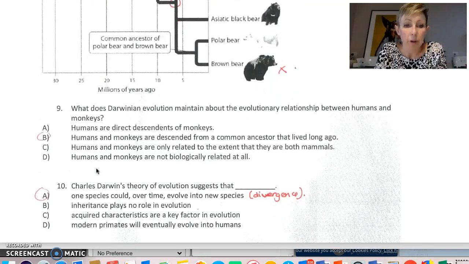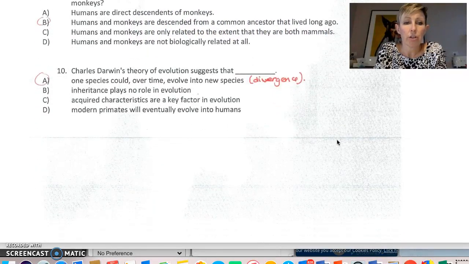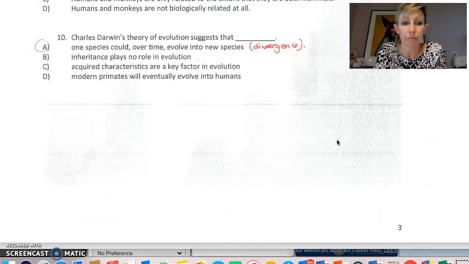Question 9. What does Darwinian evolution maintain about the evolutionary relationship between humans and monkeys? Humans and monkeys are descended from a common ancestor that lived long ago. B. Question 10. Charles Darwin's theory of evolution suggests that one species could, over time, evolve into a new species. We call this divergence or divergent evolution.